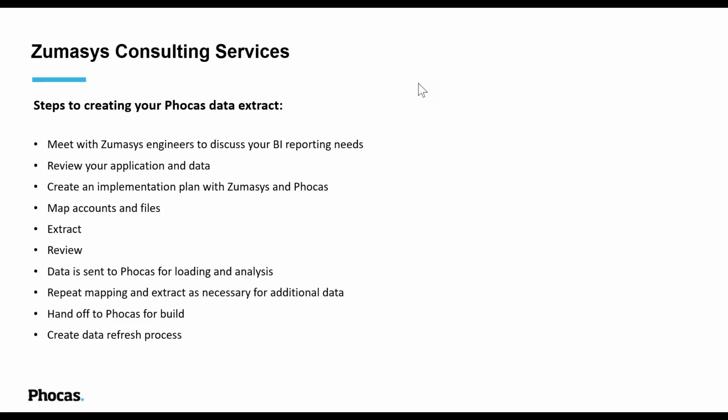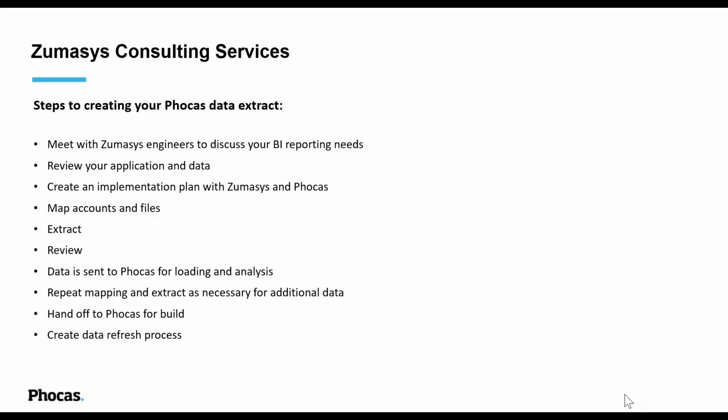So we do this with our consulting services, and here's kind of the way we do it. So, we engage with you, try to find out what you're doing, what your pain points are, what you need, and then we put together a process, a plan, an implementation plan. And then we agree. Okay, Zumasys understands the process. We understand your pain points and what you're looking for, and Phocas also has that same understanding. So we make an agreement about what we're going to implement, and then we map the accounts and files and extract the data, give it to you to review, and then we send it to Phocas for loading and analysis.